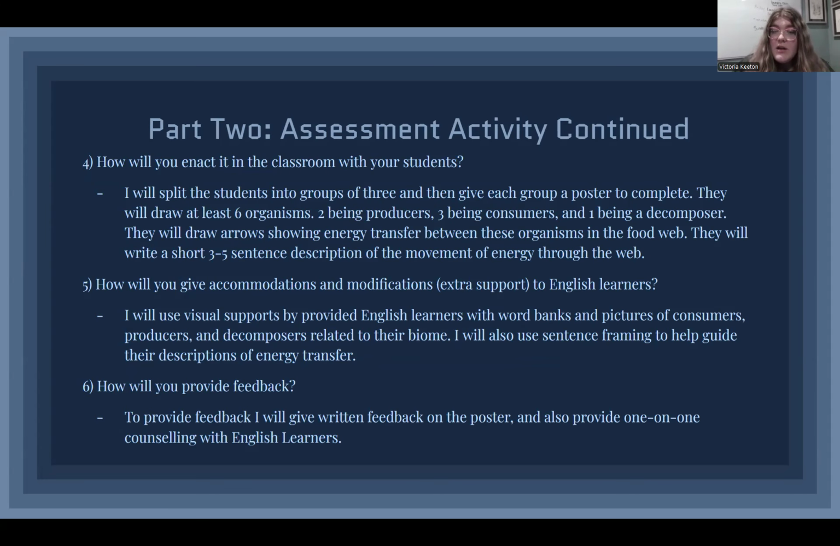For accommodations and modifications for English learners, I would include visual supports by providing them with word banks and pictures of consumers, producers, and decomposers related to the biome they chose. I would also use sentence framing to guide their descriptions of energy transfers. For feedback, I would provide written feedback on the poster and also offer one-on-one counseling with the English learners.